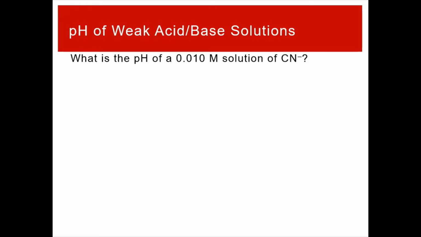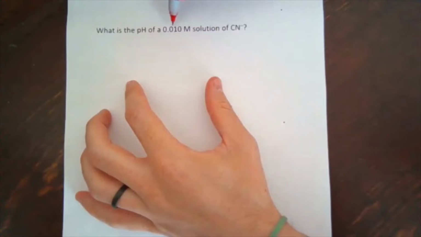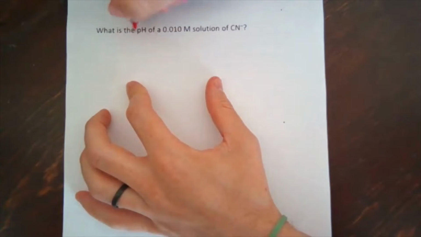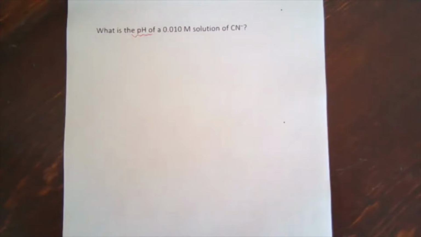So let's do an example. What is the pH of a 0.010 molar solution of cyanide? All right, so we want the pH here. That's always going to be a description of what this solution looks like once I reach equilibrium, once the reaction happens. So what we want to think about is, what is CN minus, what is cyanide going to do in water? Is it an acid? Is it a base?